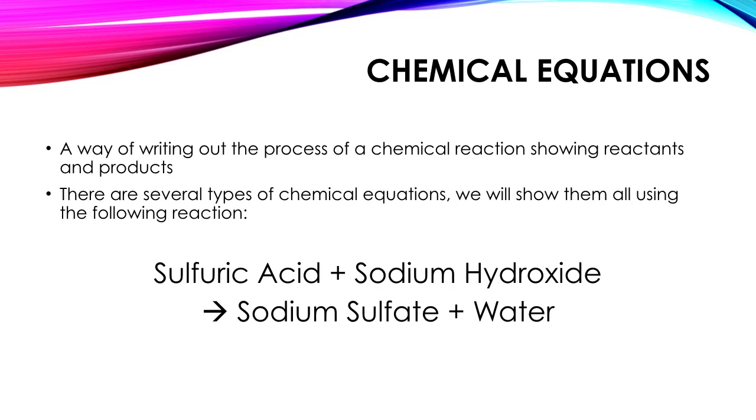One way that we write out chemical reactions is to write them in what we call a chemical equation. There are different ways to write these chemical equations, and the rest of this presentation we're going to spend focusing on these different ways. The reaction that we're going to focus on is the reaction between sulfuric acid and sodium hydroxide.